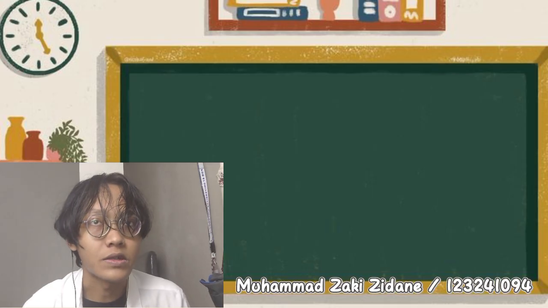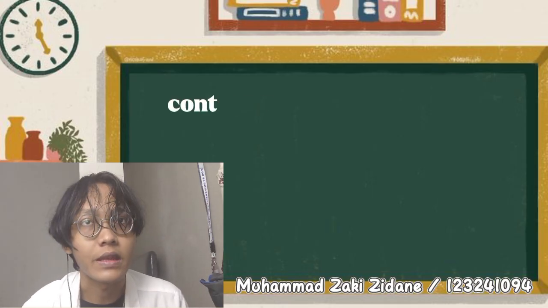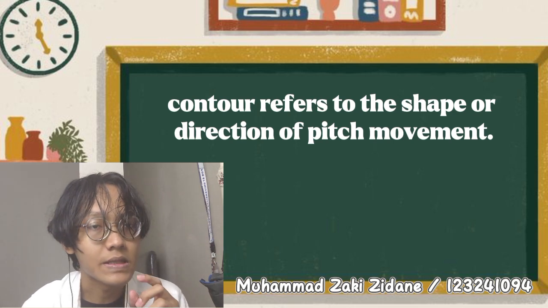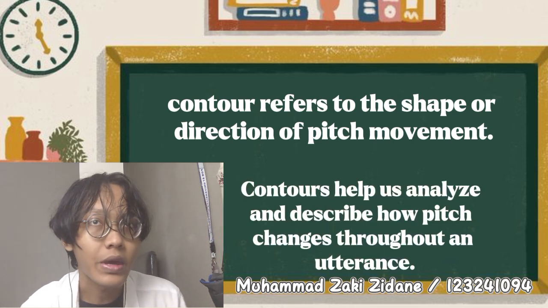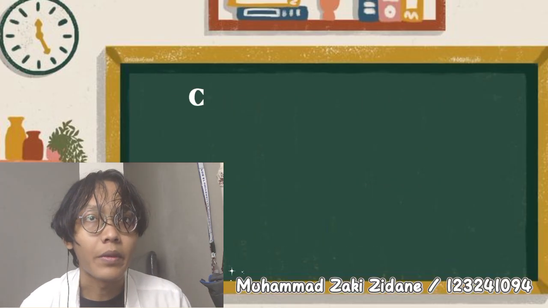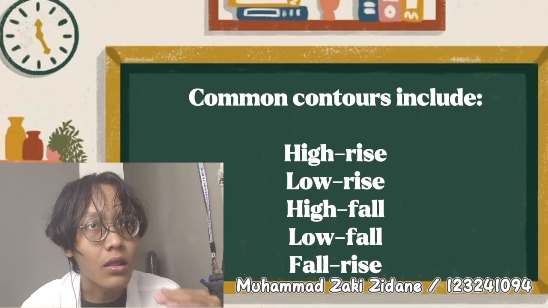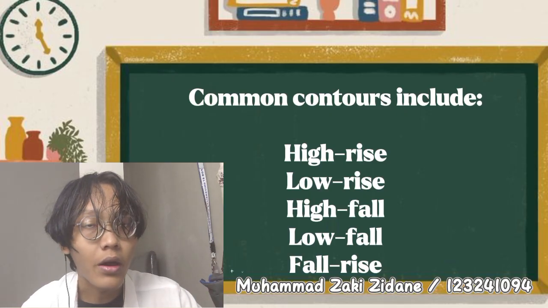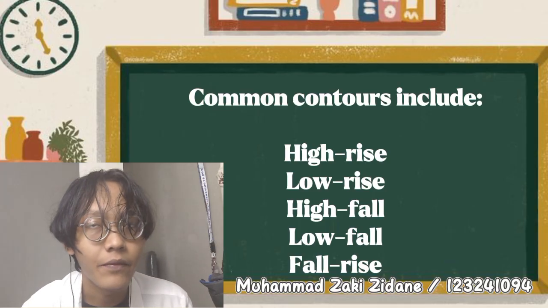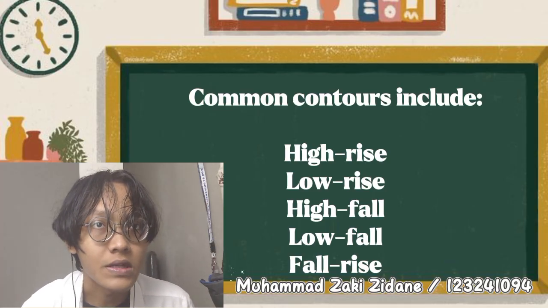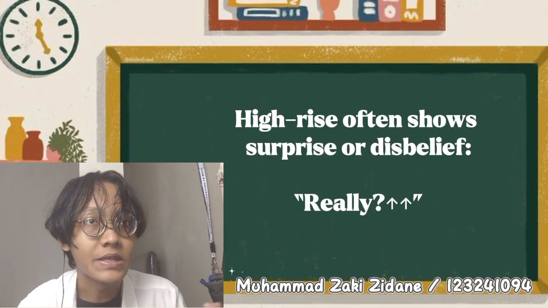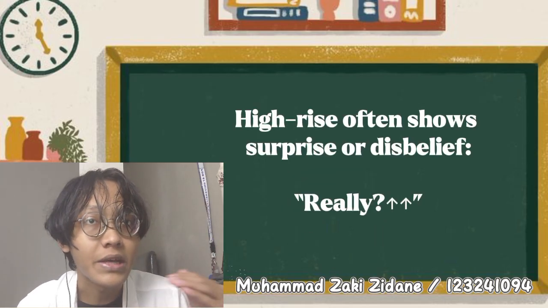Now let's move on to the contours, or intonation contours. A contour is basically the shape your pitch makes as you speak. Instead of focusing on just the end of the sentence, contours look at how your voice moves from start to finish. Some common contours include high rise, low rise, high fall, low fall, and fall-rise. Each one adds meaning beyond the words themselves. For example, a high rise contour often shows surprise or disbelief. When someone says, really? And the pitch goes sharply up, it signals that reaction immediately.